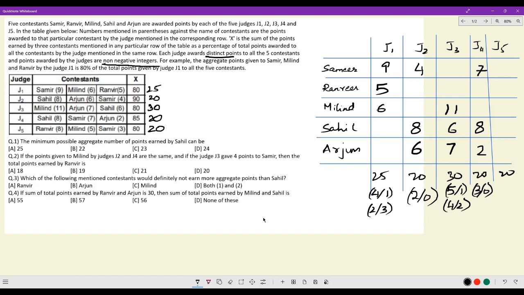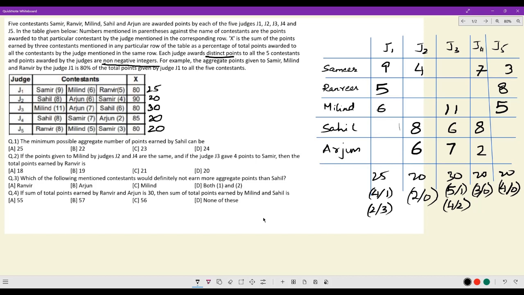For judge 5, we have Ranveer as 8, Milind as 5, and Sameer as 3. So 8, 5, 3, 16 marks given. 4 marks have to be distributed here. It can only be distributed as 4 and 0, because for 3-1, Sameer and somebody's score would match, and 2-2 is of course not possible. So these are the set of scores that can be distributed to people in different places.